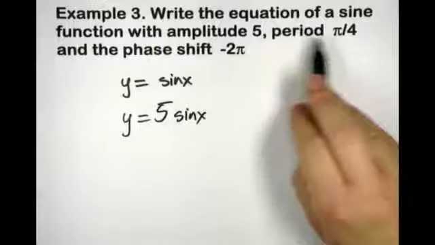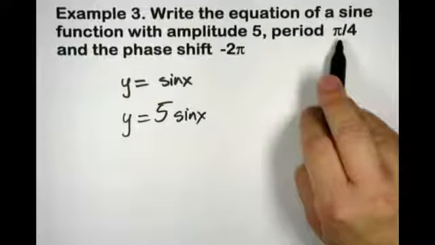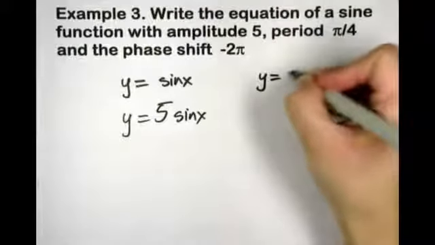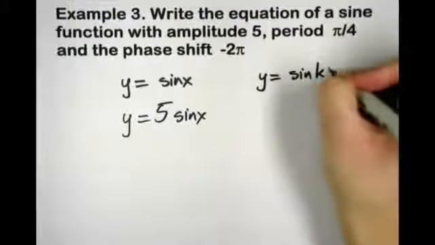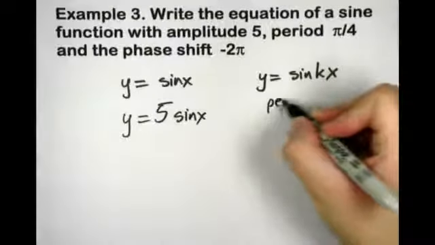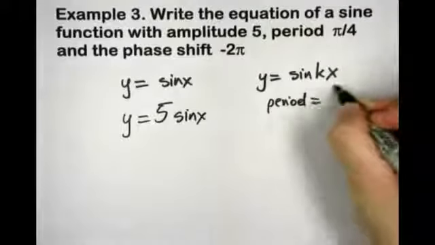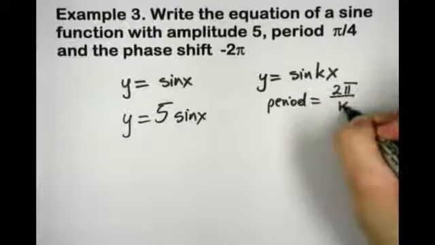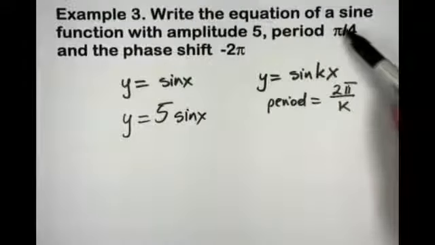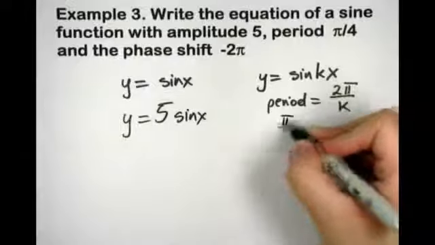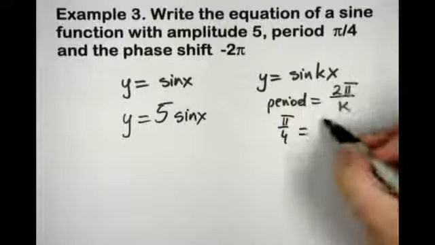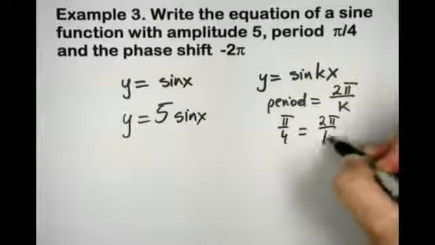Now we would like to have the period. The period is pi over 4. So in general, y equals sine of some number k times x. Then the period of this function is 2 pi over k. So now we can substitute into this equation. My period is pi over 4. I'm looking for that factor to multiply by, so I have 2 pi over k.